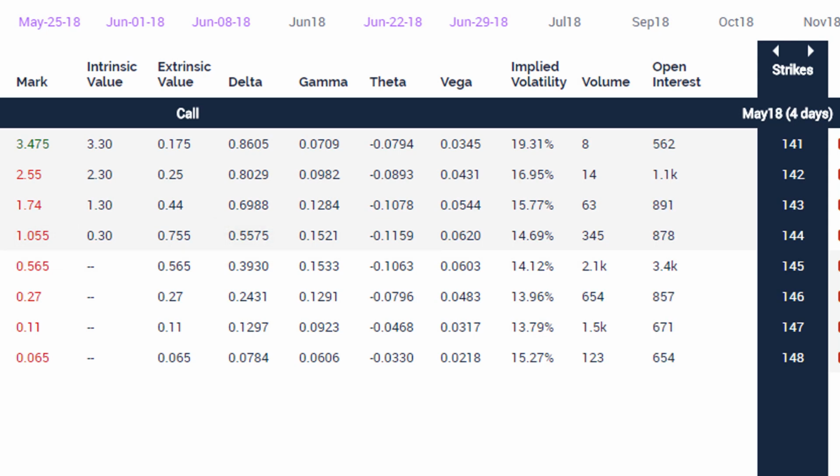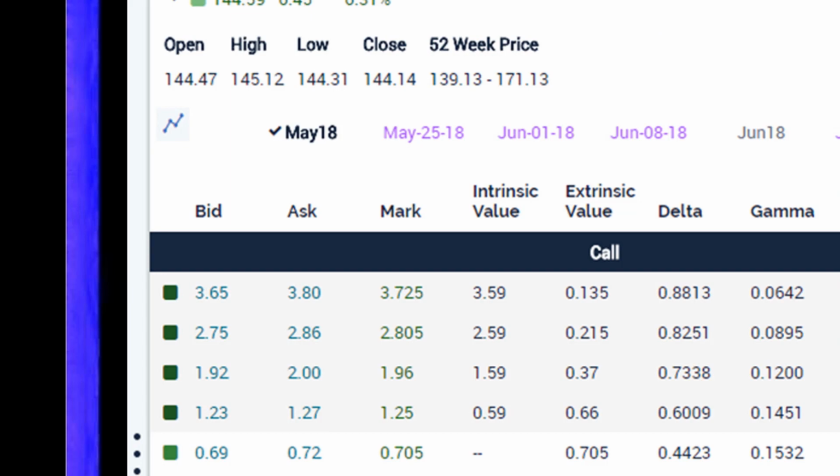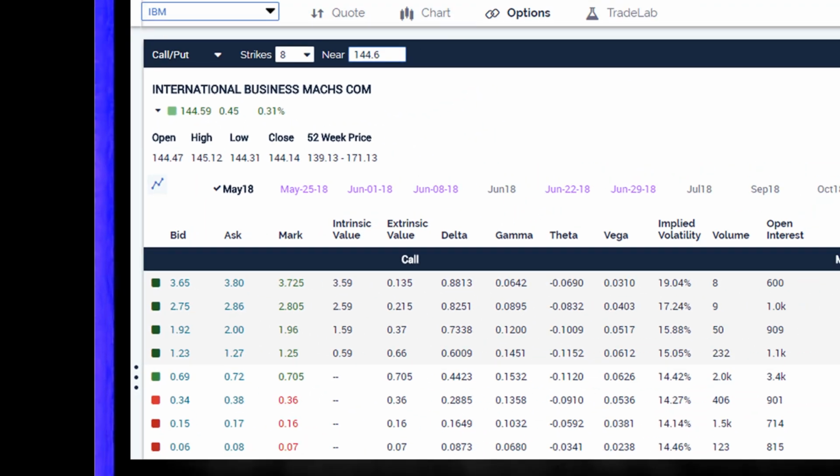Now we just saw that deltas change depending on where the stock is. Is there a way to measure how sensitive the delta is? And the answer is yes, but you'll have to wait for the next video.